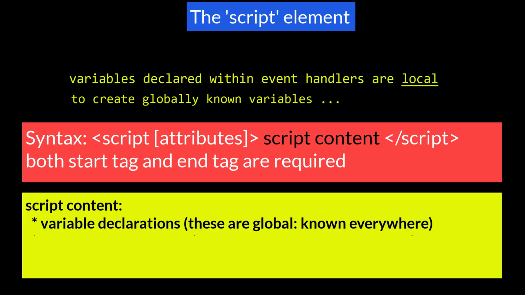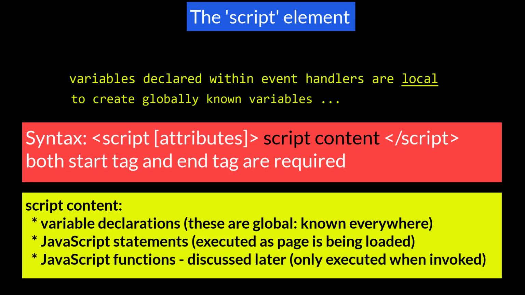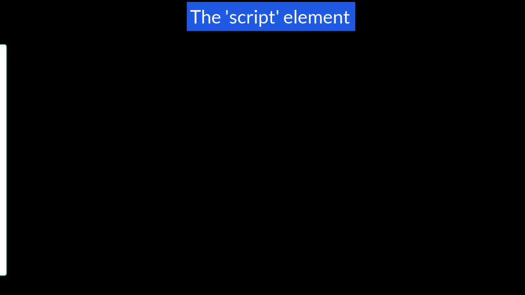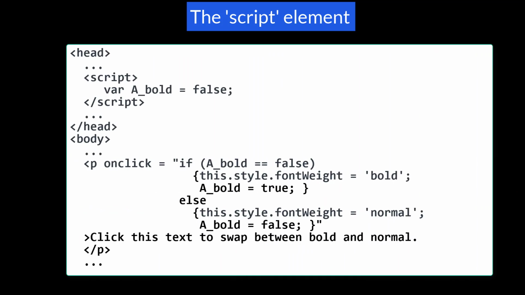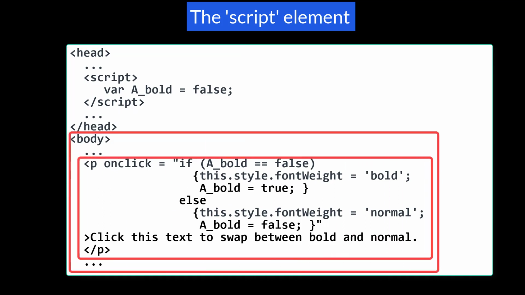The script content can be a set of variable declarations, in which case these variables are global. This is how we get variables known throughout the document. They could be JavaScript statements, in which case they are executed as soon as the page is being loaded. And they could be JavaScript functions, which we'll discuss later. These are only executed when they're actually requested. So we might have something like this. Here's our head element, and within that we have a script element, and we define var A_bold equals false. And in the body, here's our P element with the logic we talked about earlier. And it works like a champ.